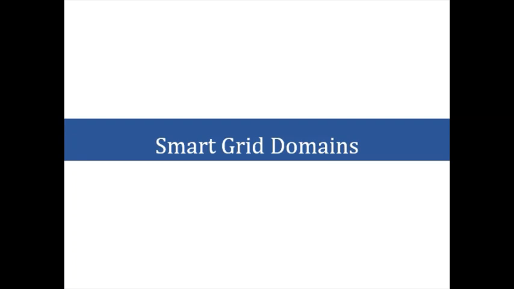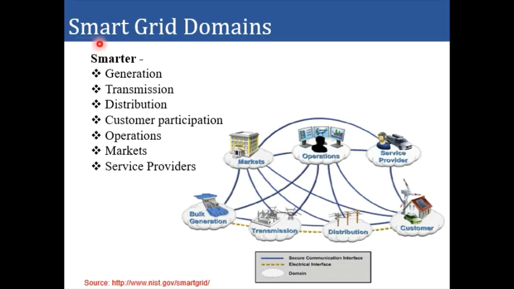In this video, we will discuss what are the various smart grid domains. Basically, the smart grid technology has been divided into these 7 domains, which are smarter generation, smarter transmission, smarter distribution, smarter customer participation, smarter operations, smarter market, and the smarter service providers.